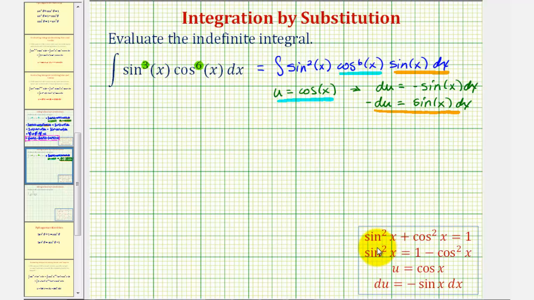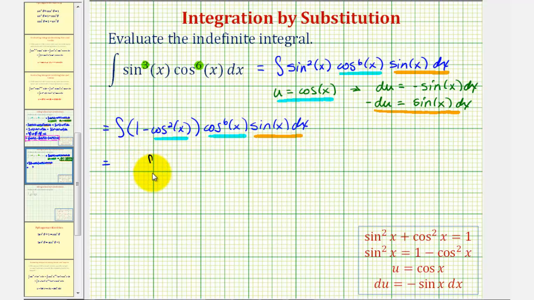So we can use the identity sine squared x plus cosine squared x equals 1, or more specifically, sine squared x equals 1 minus cosine squared x. So now we'll write this as the integral of, again, sine squared x is being replaced with 1 minus cosine squared x, and then times cosine to the sixth x times sine x dx. And now we should be able to write this in terms of u. Since u is equal to cosine x, here we'll have 1 minus u squared, here we'll have u to the sixth, and then sine x dx is equal to negative du.